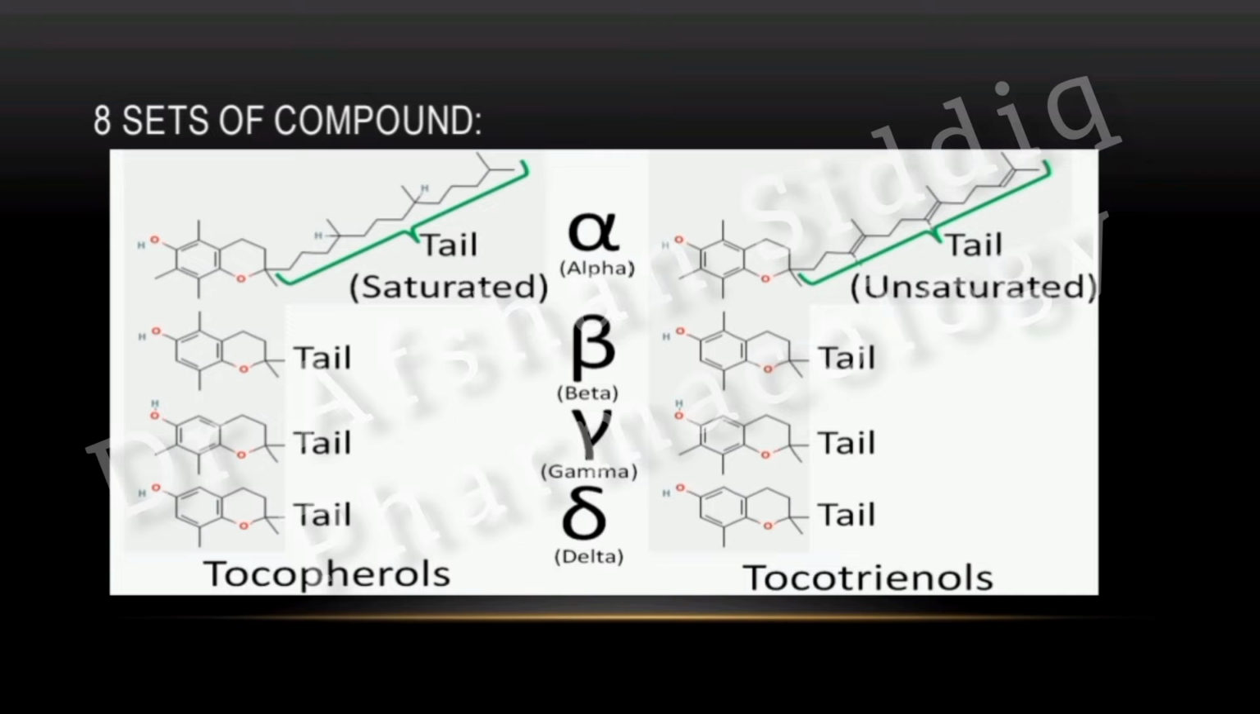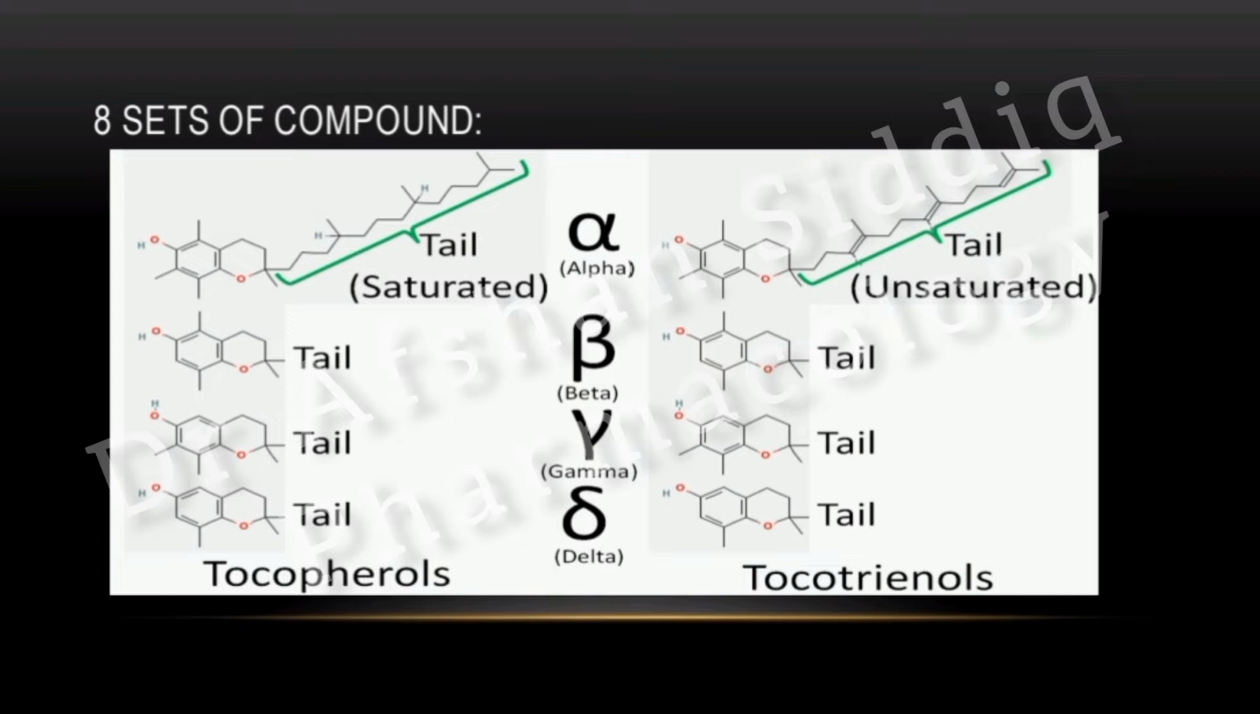When it is saturated, we use the term tocopherol, and when there is unsaturation in the side chain, we term it as tocotrienol. Is it clear? Okay.